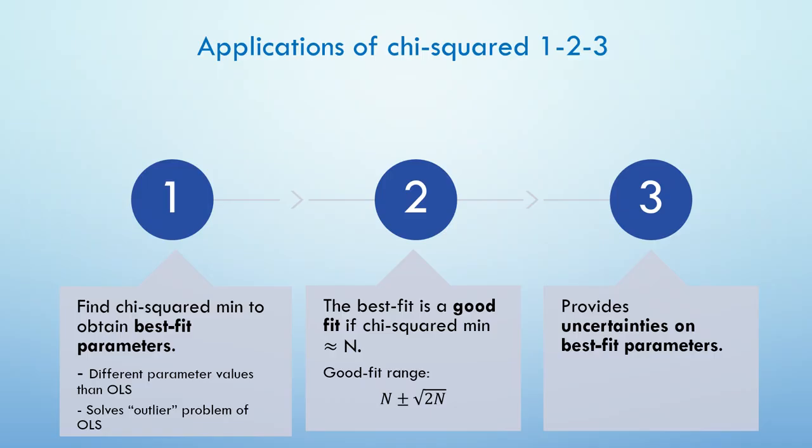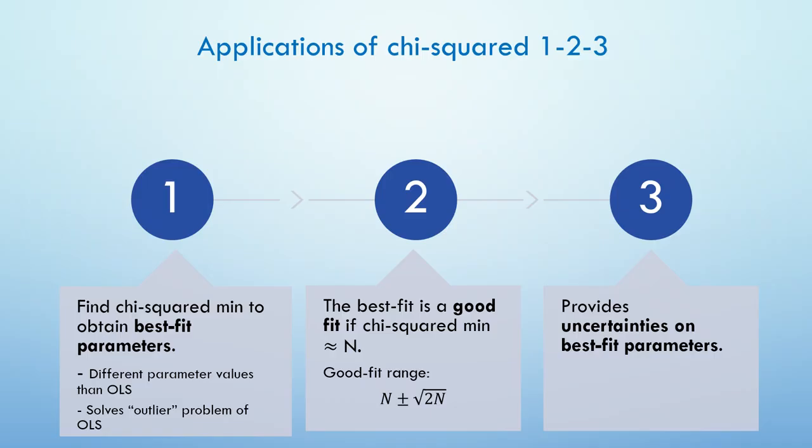Returning to applications of chi-squared, its second use is in determining if the best fit is a good fit. Using the good fit criterion, the chi-square min should be approximately n, and a more precise good fit range, n plus or minus the square root of 2n, was previously described. The third application of chi-squared is in obtaining uncertainties on best fit parameters, that is, using chi-squared min plus 1.